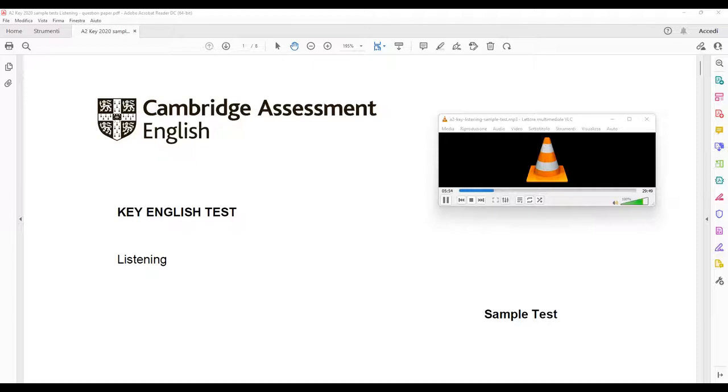Now look at part 2. For each question, write the correct answer in the gap. Write one word, or a number, or a date, or a time. Look at questions 6 to 10 now. You have 10 seconds.